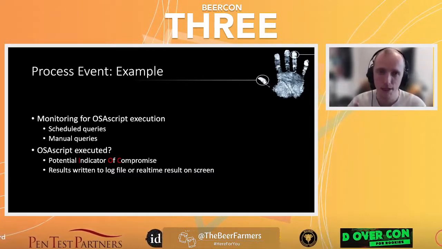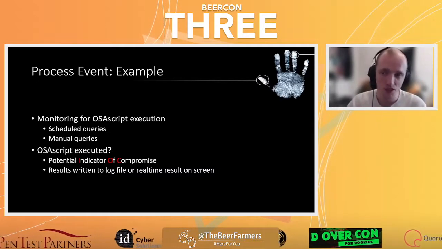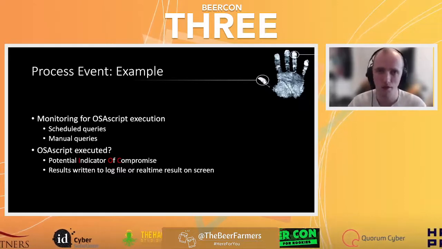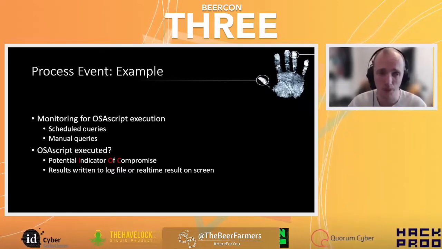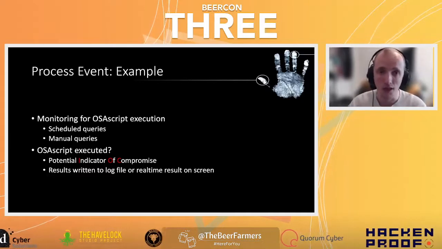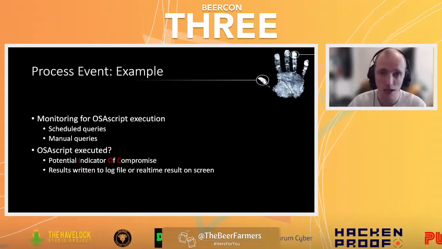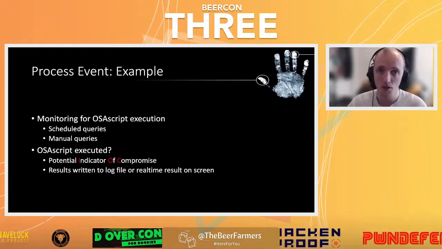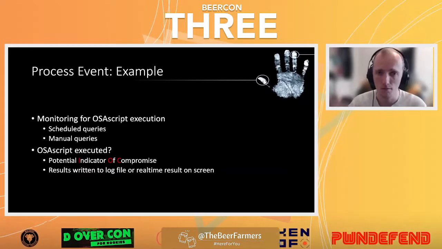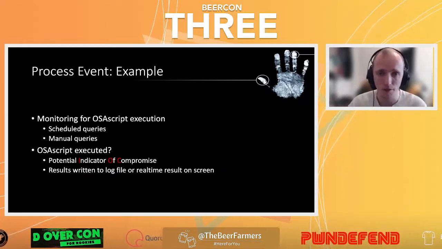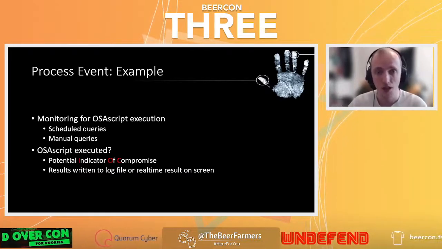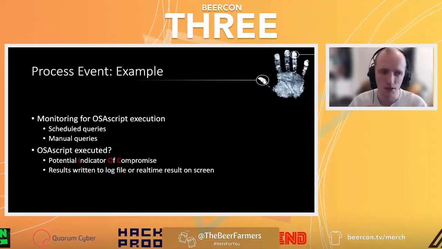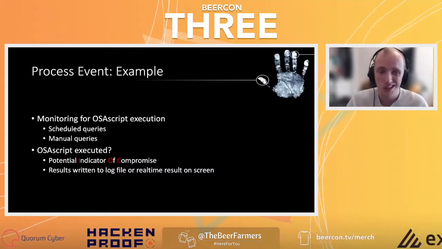There are two ways. You can either use scheduled queries or manual queries. So, as mentioned before, scheduled queries can run every minute, every hour, every day, or every second if you want to. So if you want near real-time alerting with only a few seconds delay, you would say, I want this query to run every single second, put the data in a log file, and then any other tool can pick up the log file and put these alerts or events in a SIEM, for example. Now, if we see that an OSA script is executed, we can see the potential indicator of compromise.